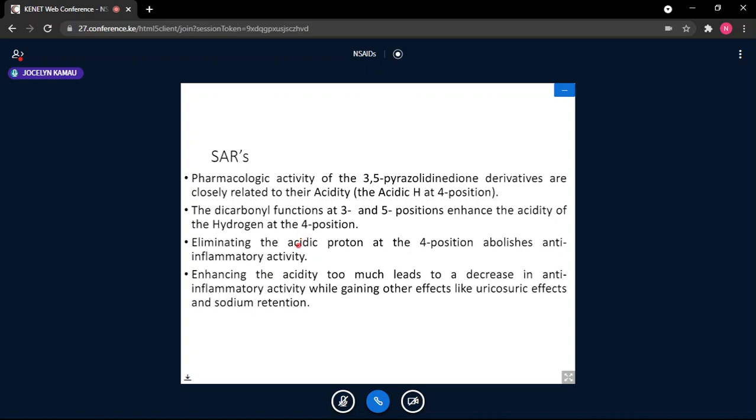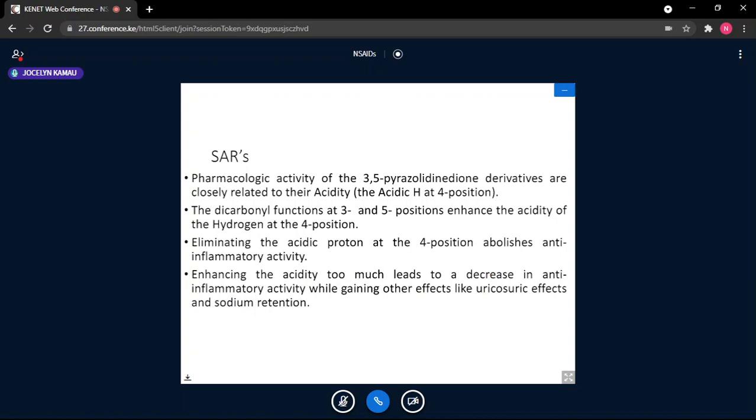anti-inflammatory activity. That is very important because we understand why they require keto-enol tautomerism: to give us the anionic charge, to be able to bind to the cationic site within the COX enzymes. Without that, they will not be able to bind the enzyme. Enhancing the acidity too much leads to a decrease in anti-inflammatory activity while gaining other effects like uricosuric effects and sodium retention.